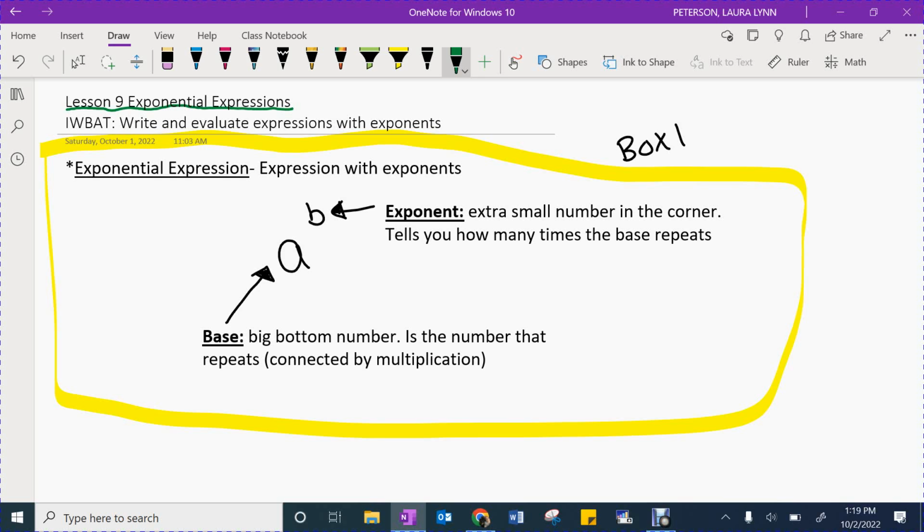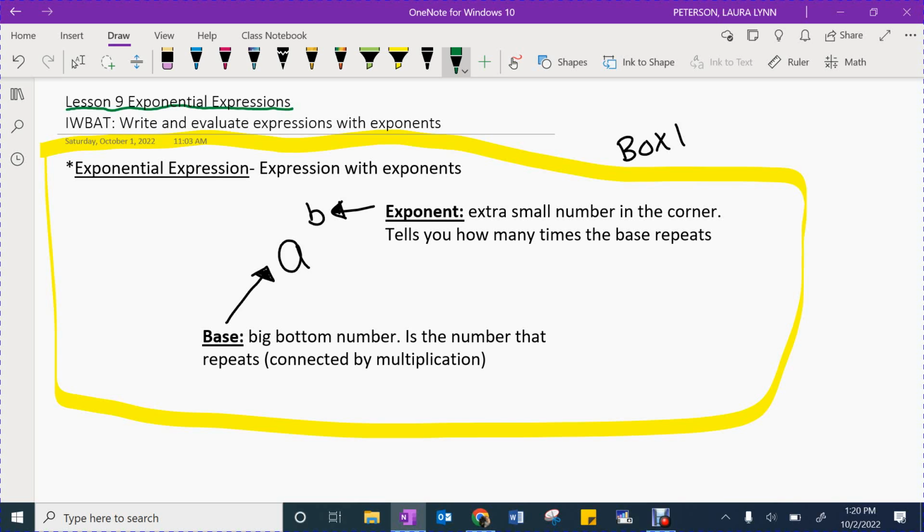B is in the top right corner. It's always going to be in the top right corner, and it's always going to be written a little bit smaller than whatever A is, or your base. B officially is called your exponent. I like to remember it as the extra small number in the corner. And it will tell you how many times the base, so big bottom number, repeats.